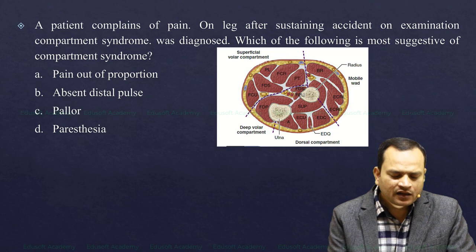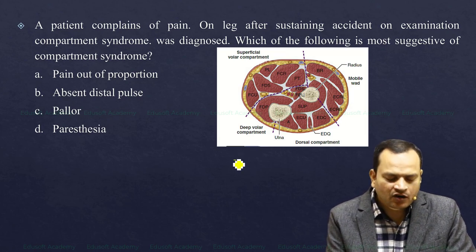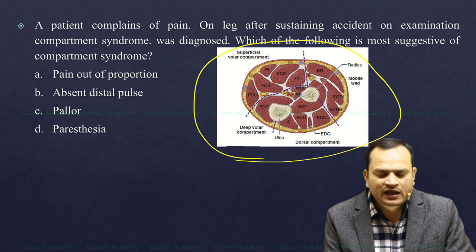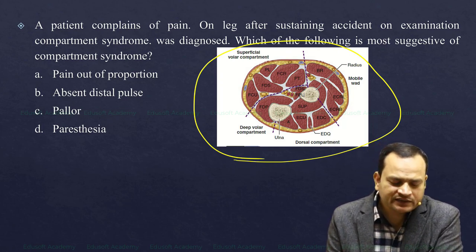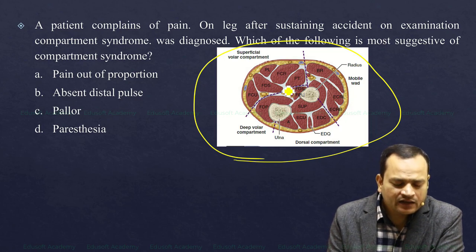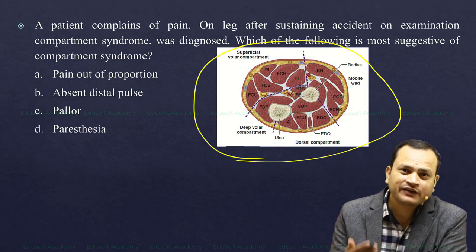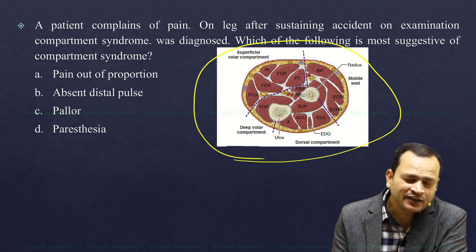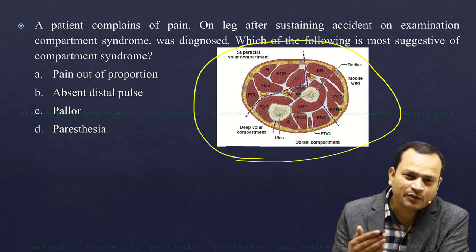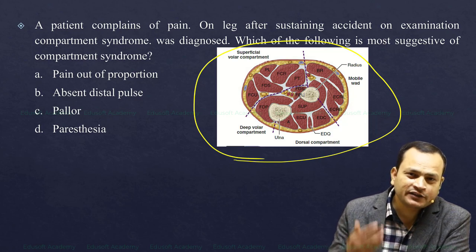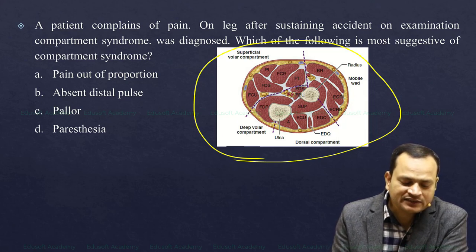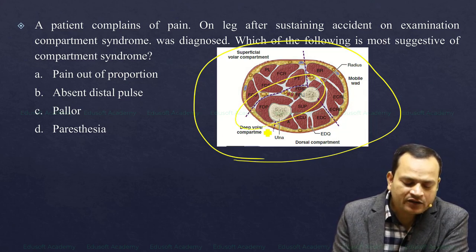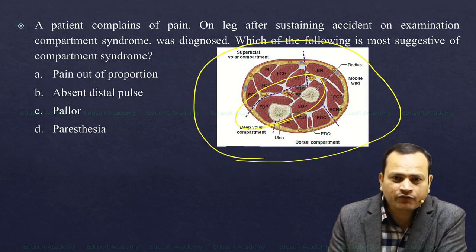For example, let's say this is the cross section of the forearm. What happens in compartment syndrome? Due to poor blood supply, there is initial edema, and this edema leads to further vascular compromise. That is another vicious cycle. This edema further compromises the vascularity, that leads to further edema, and that leads to further vascular compromise. It has generally been seen that the deep compartment of the forearm is affected. Okay, it is the deep compartment of the forearm that is affected.